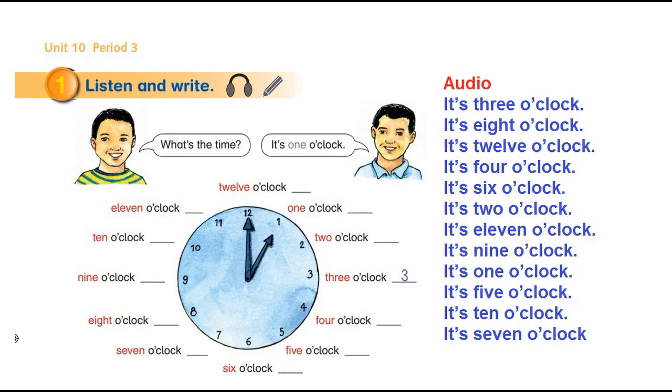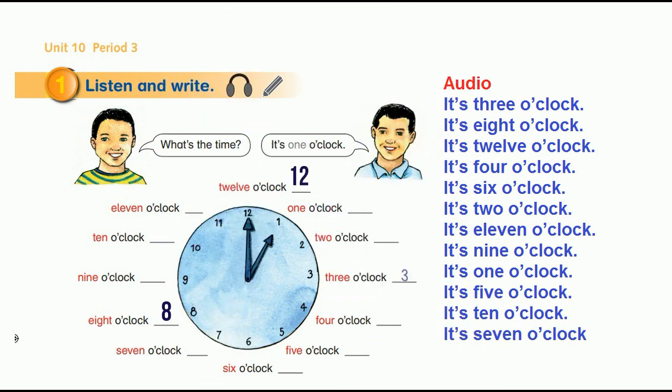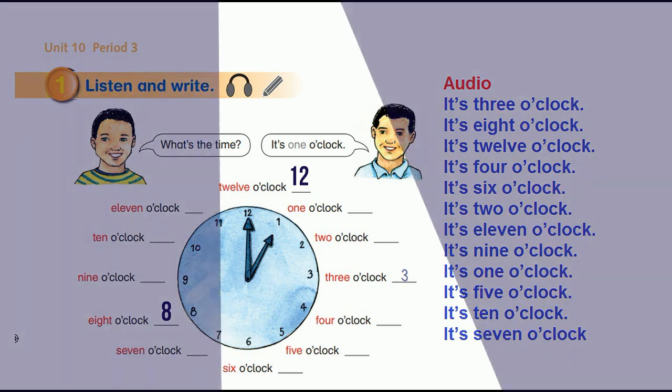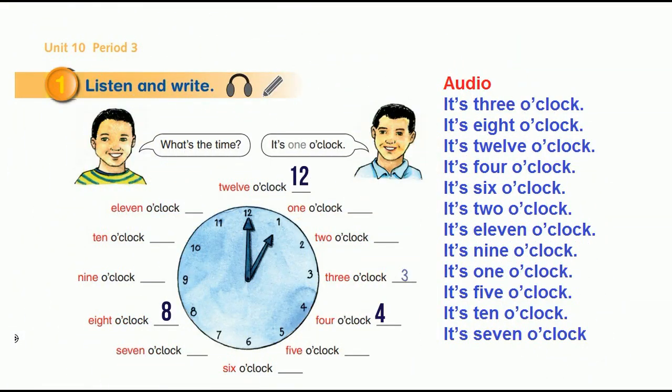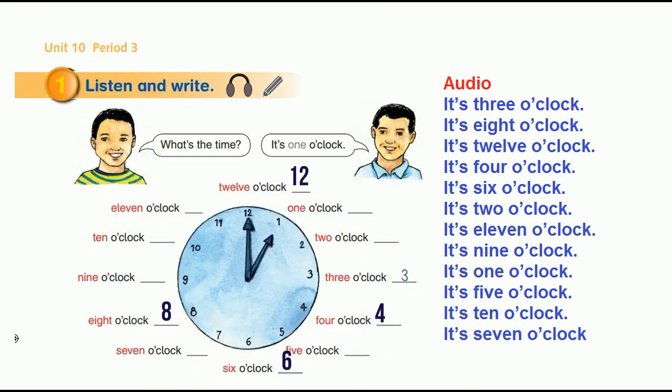One. Listen and write. What's the time? It's 3 o'clock. What's the time? It's 8 o'clock. What's the time? It's 12 o'clock. What's the time? It's 4 o'clock. What's the time? It's 6 o'clock.